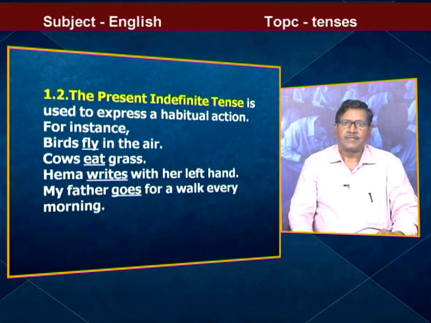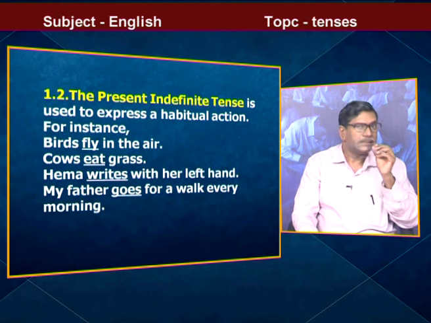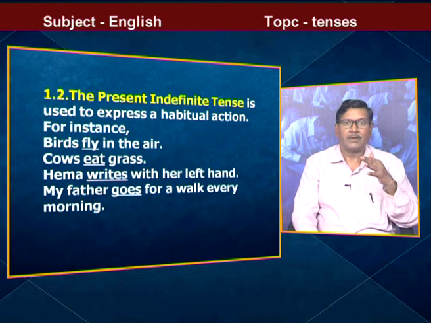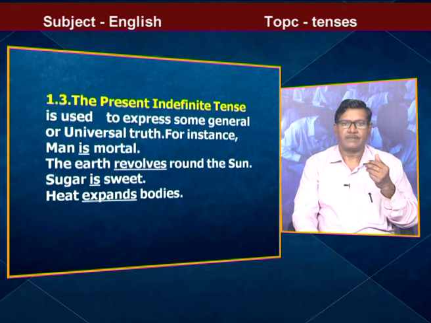The present indefinite tense is used to express a habitual action. For instance, birds fly in the air, cows eat grass, Hemar writes with her left hand, my father goes for a walk every morning. These are all habitual actions. So, for expressing a habitual action, we use this simple present tense or present indefinite tense.